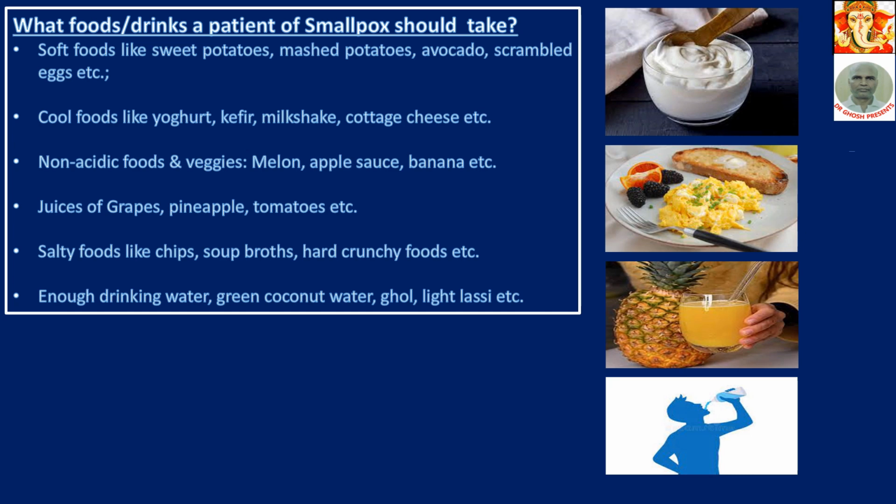Enough drinking water. Green coconut water, ghol, light lassi, etc. That is, the foods must be light and there must be adequate body fluid.